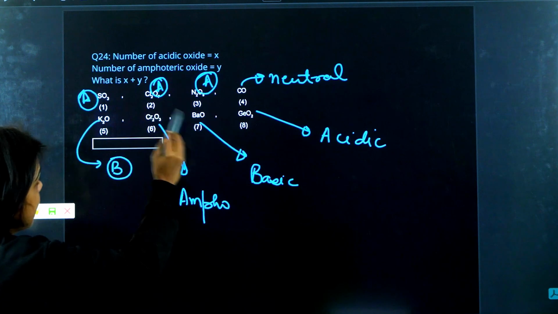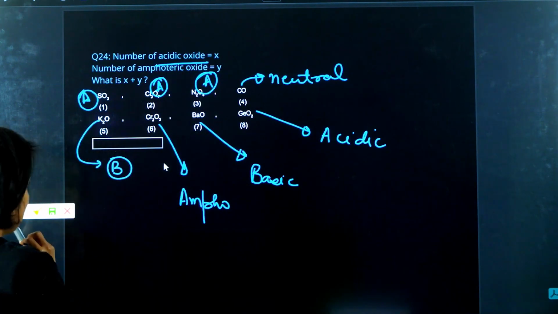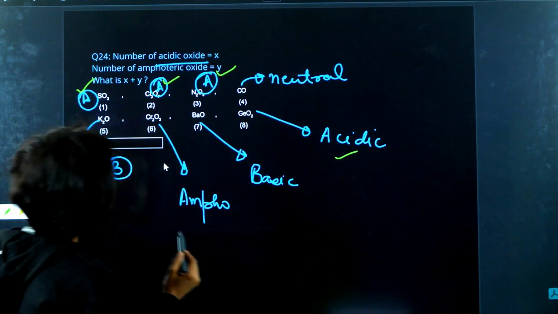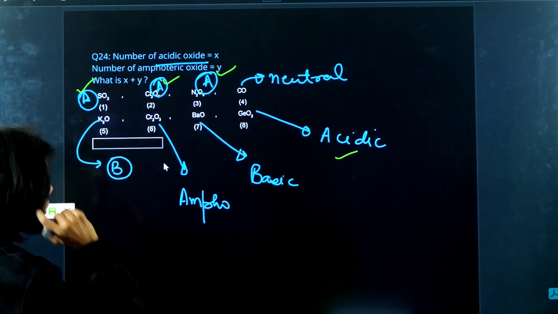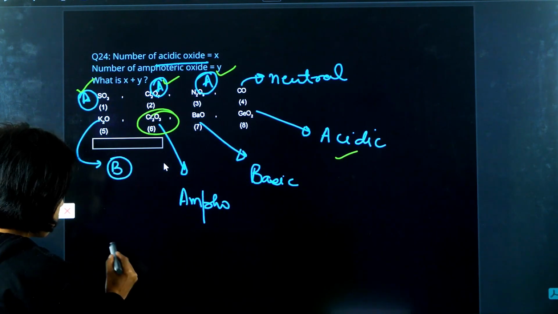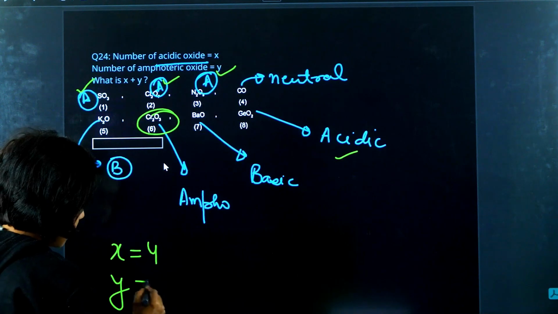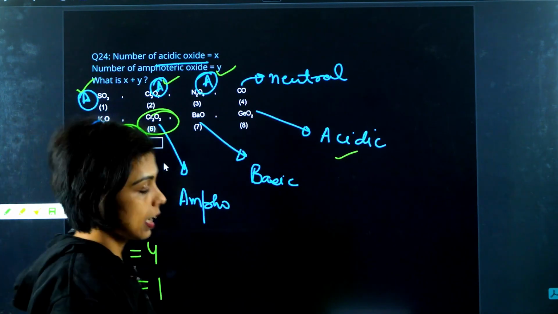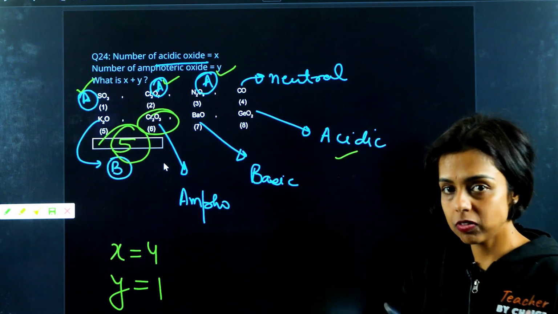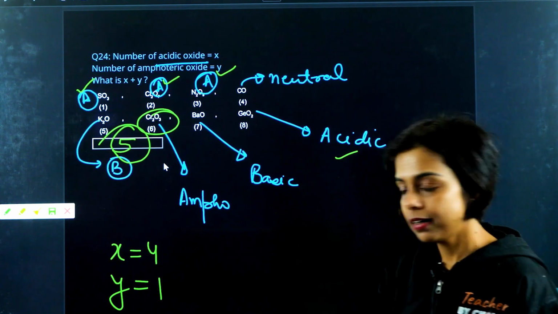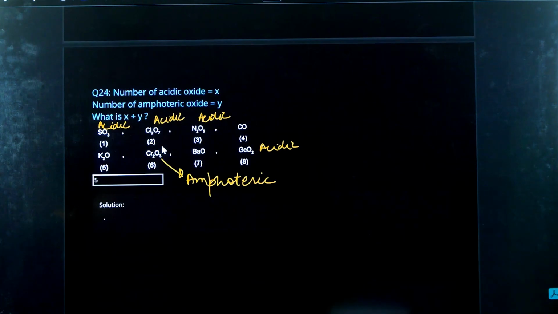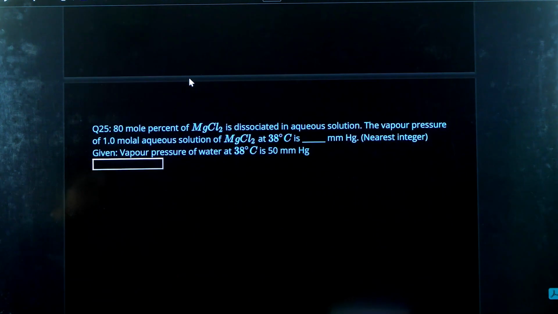So X is the number of acidic oxides. So what is X? How many acidic oxides? 1, 2, 3 and 4. And Y is the number of amphoteric oxides. So we just have one amphoteric oxide. So X is 4, Y is 1 and X plus Y should be 5. They are asking us X plus Y, that should be 5. Got it guys? Yep. Done. So you can see, I have marked here the acidic and the amphoteric oxides.